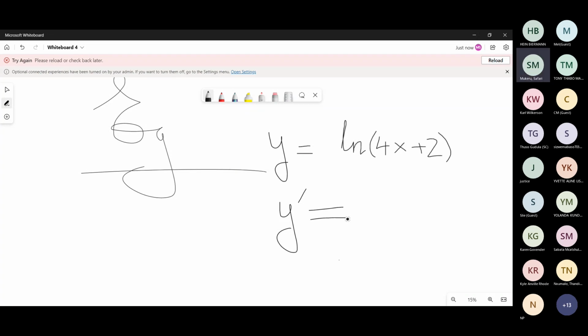You see the form. First, you must identify the form of the function, and know which formula you have to apply. Ali, how can you find that, please? You take the function 4x plus 2.